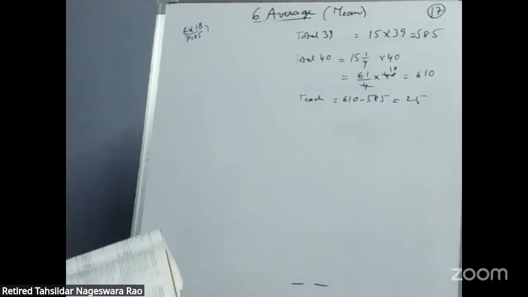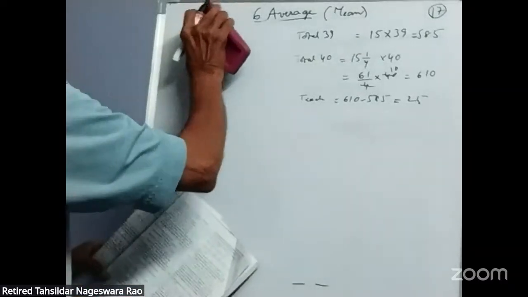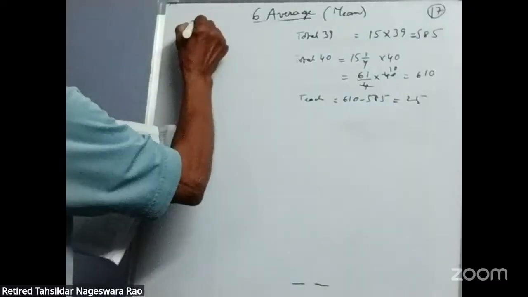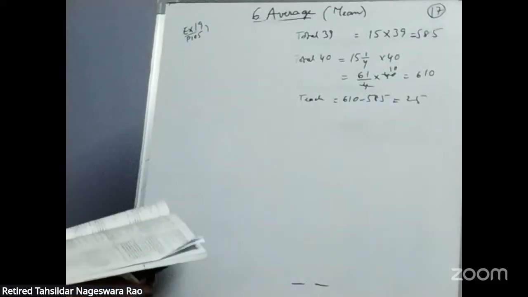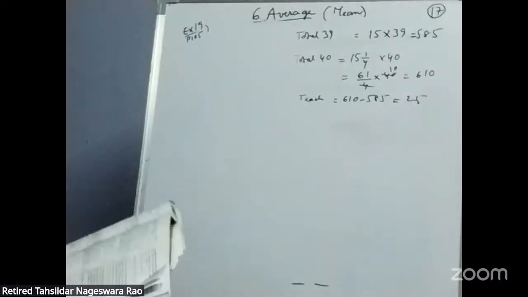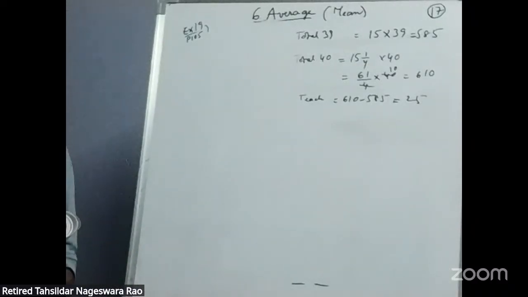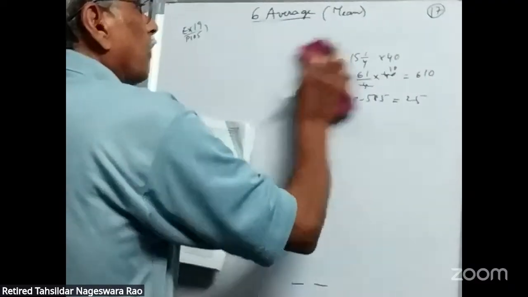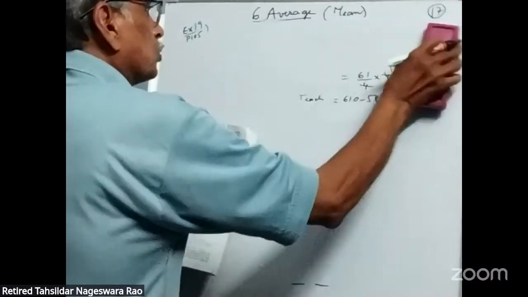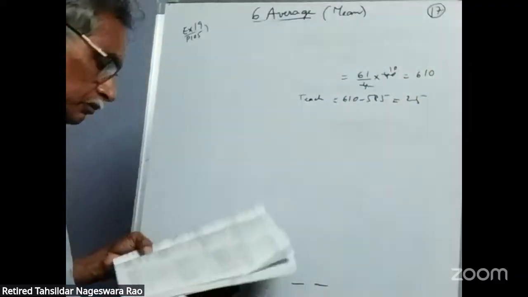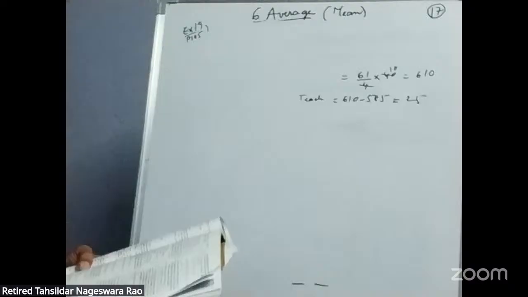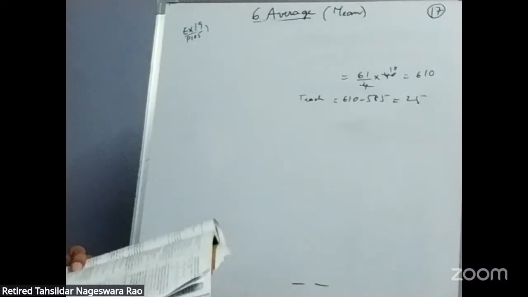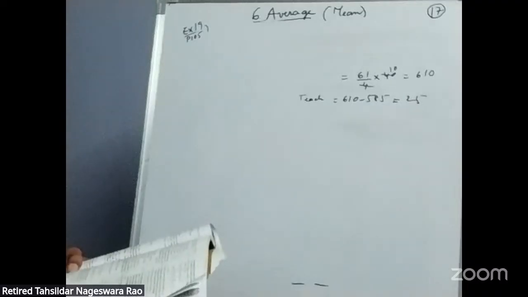Next example 19. The average age of 11 players of a cricket team is increased by 2 months when 2 of them aged 18 years and 20 years are replaced by 2 new members, 2 new players. Find the average age of the new players. Of course, these are simple, but for practice purpose, we have to do some problems like this. 11 players, average is not given, increase in average is given.